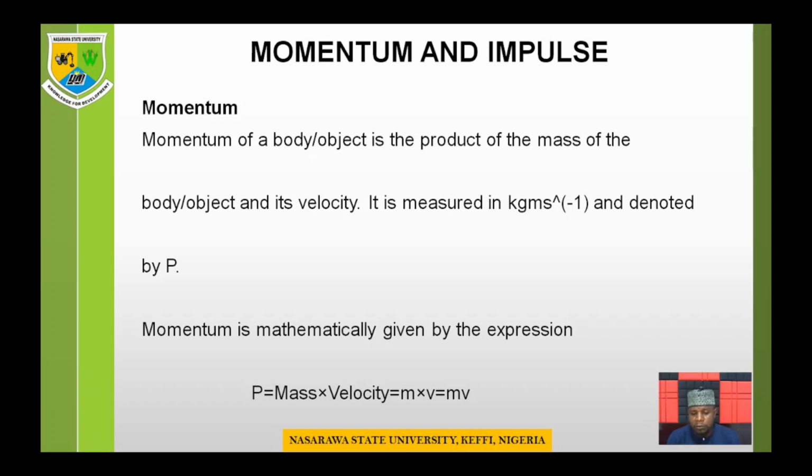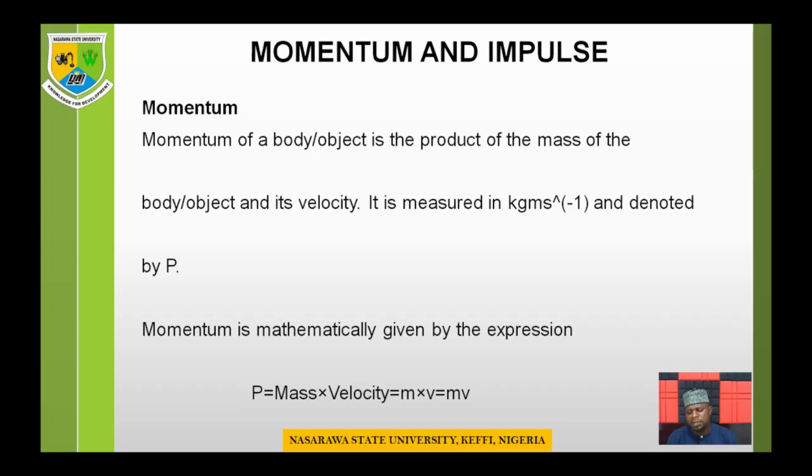But every object we know has mass. But if that body is not moving, then there won't be momentum. So we can say that momentum depends majorly on velocity, since without velocity there will be no momentum. So as I earlier put it, momentum is the product of mass and velocity of any body or object.